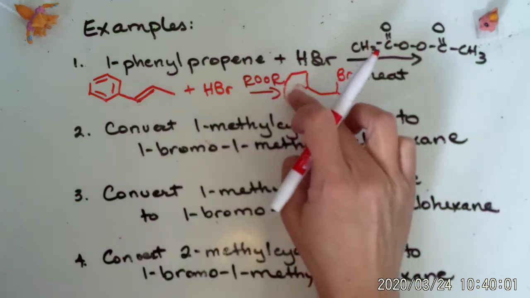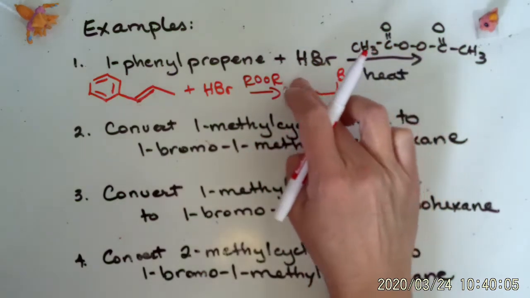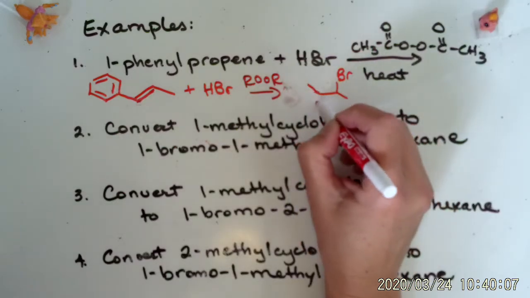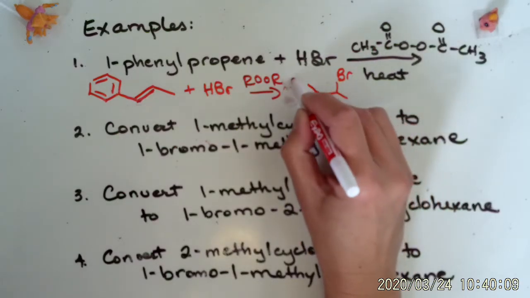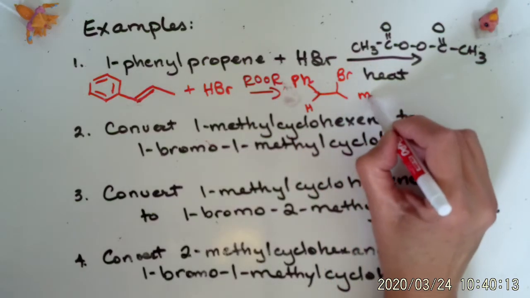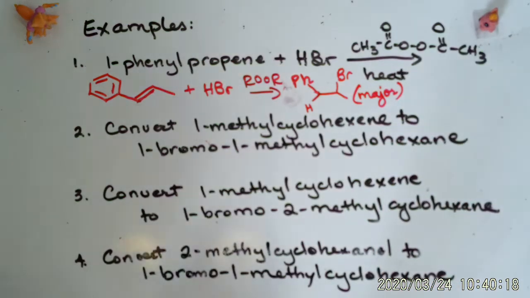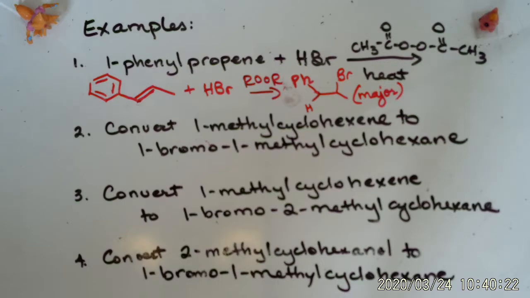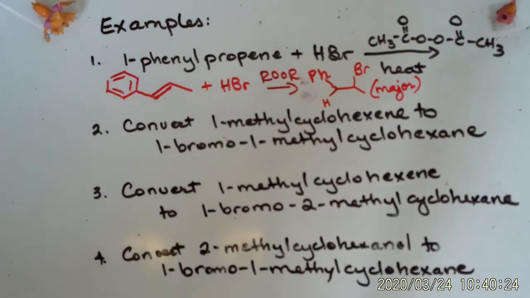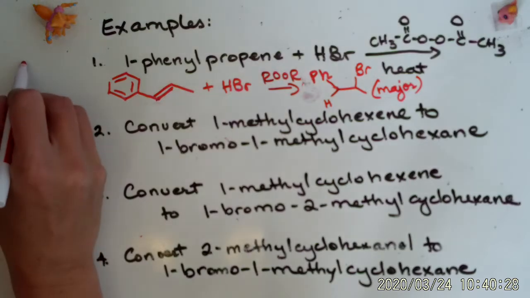Oops, I want a 6-membered ring. I'll just write phenyl. Okay, so this would be my major product. Okay, again, how do I know this? If you look at your two choices of your intermediates, and it's really important that you take the time to take a look at your intermediates.